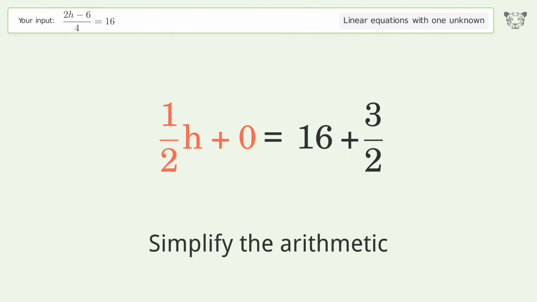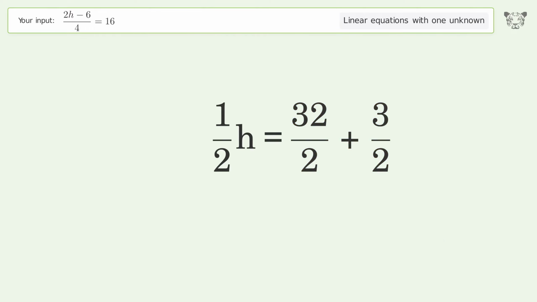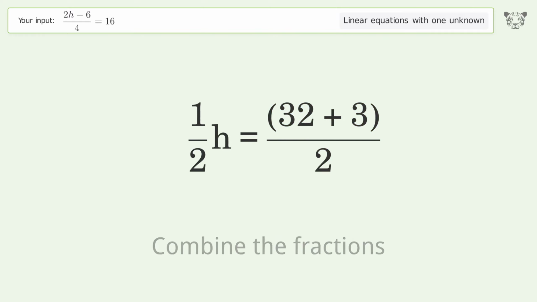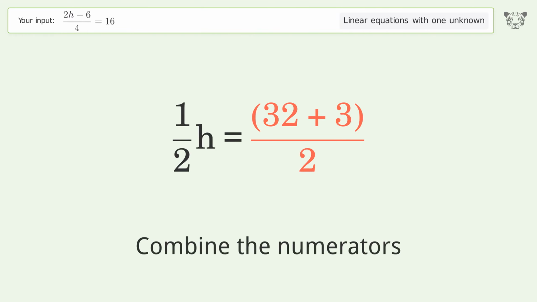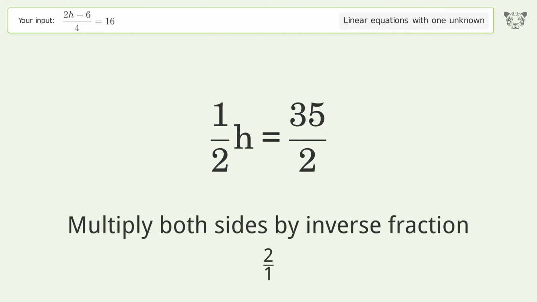Simplify the arithmetic. Convert the integer into a fraction. Combine the fractions. Combine the numerators. Isolate the h. Multiply both sides by inverse fraction 2/1.